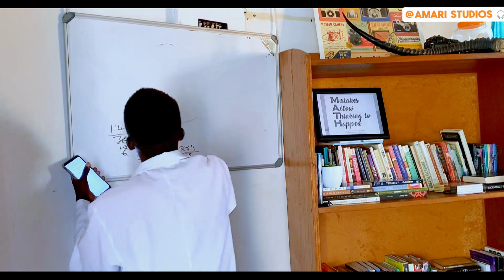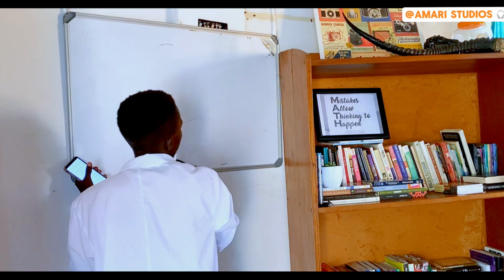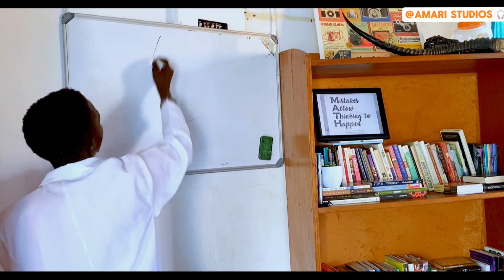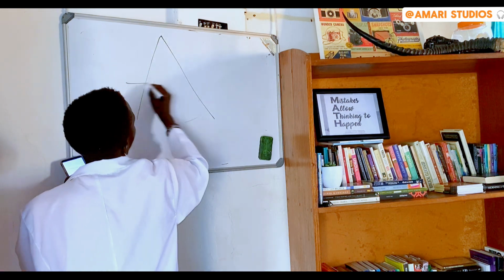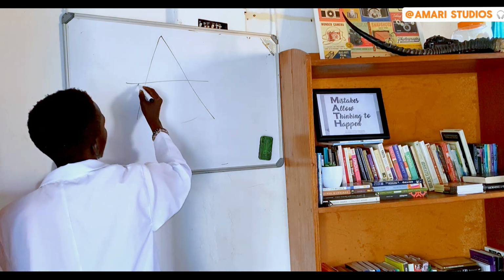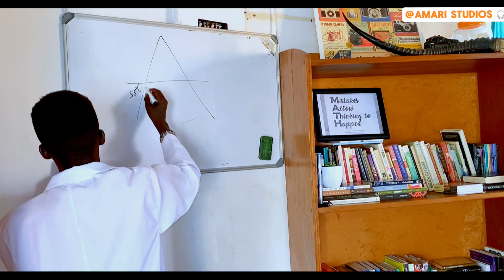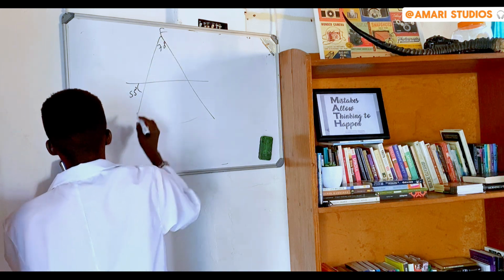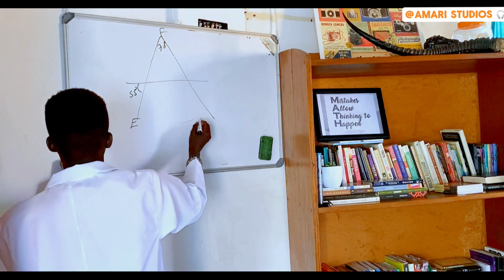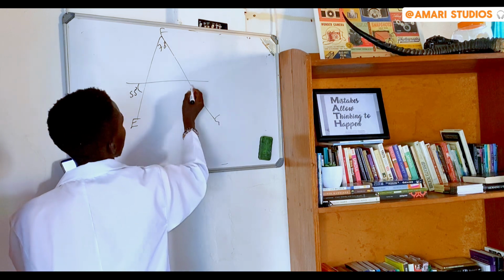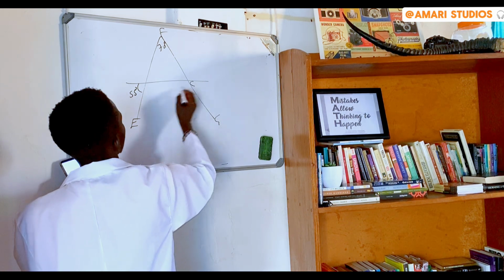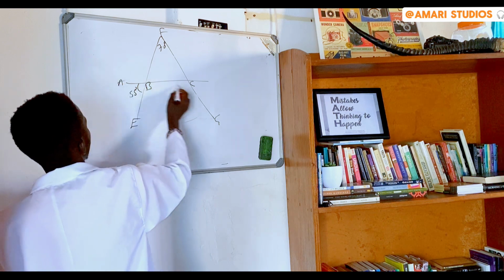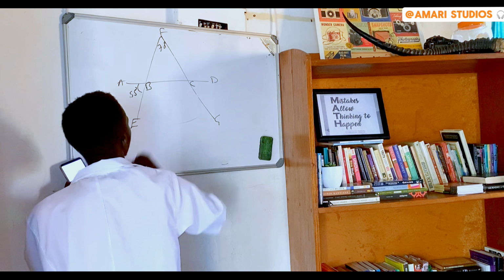Question 29 of section B. We have a diagram like that. On this diagram, we have 55 degrees, we have 70 degrees, and that is F, that is E, that is G. Then we have a C there, and this is B, and that is point A, and that is point D.